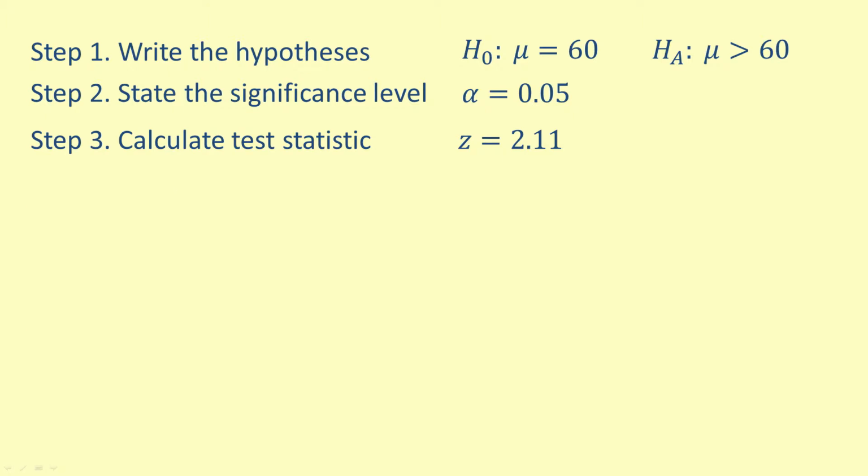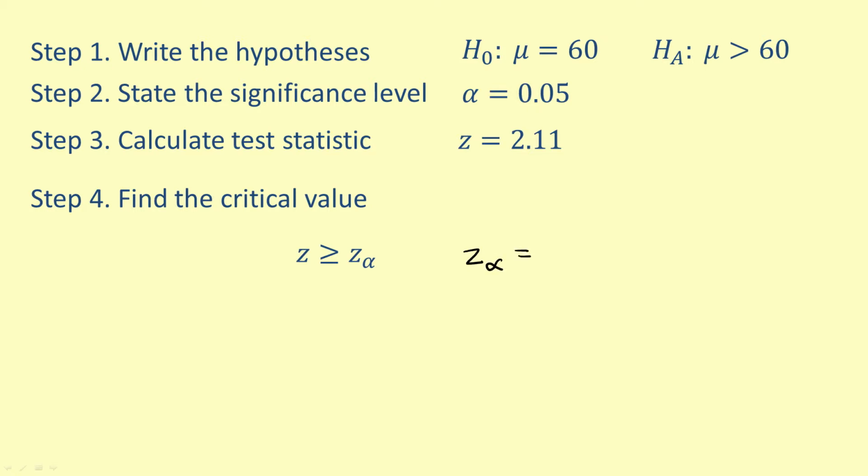We could also use the critical value approach. Since this is a right-tailed test, the rejection region is all z-scores greater than the critical value. The critical value can be found using technology or a table. The z-score with a right-tailed area of 0.05 is 1.96.